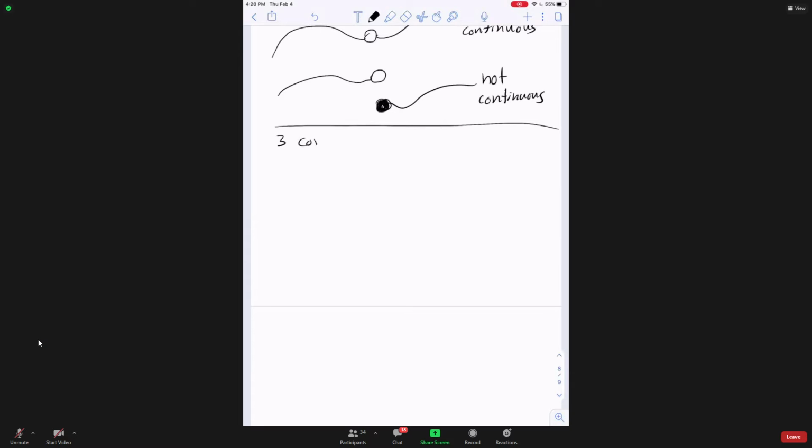So here we go. 3 conditions need to be met for continuity. We can hear you, Professor. Oh, I wasn't talking. How about now? 3 conditions need to be met for continuity at x equals a. Can you hear that? Yeah. Okay.